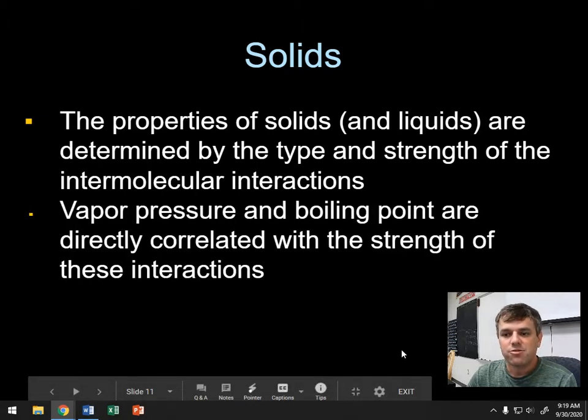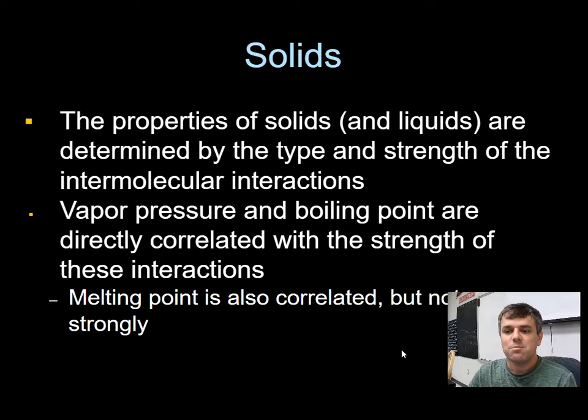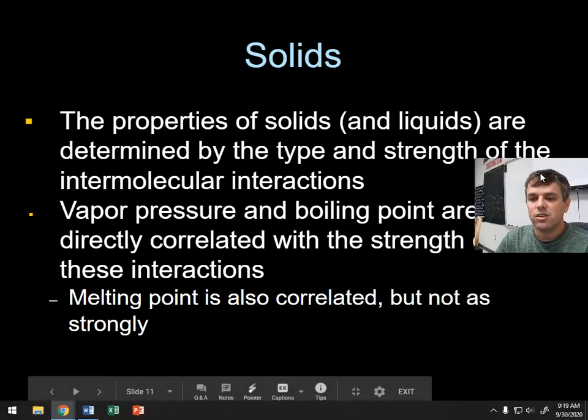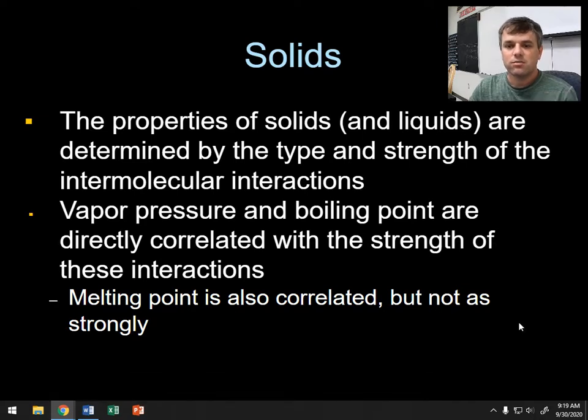And vapor pressure and boiling point are two properties that are directly correlated with the strength of these interactions. And melting point is also correlated, just not quite as strongly as vapor pressure and boiling point. So there's a pretty direct relationship between vapor pressure and boiling point. Melting point gets a little bit wonky because it doesn't take quite as much energy to melt a solid as it does to take a liquid and turn it into a gas.